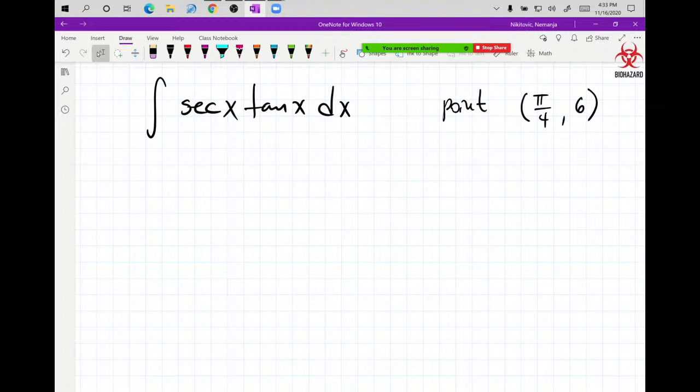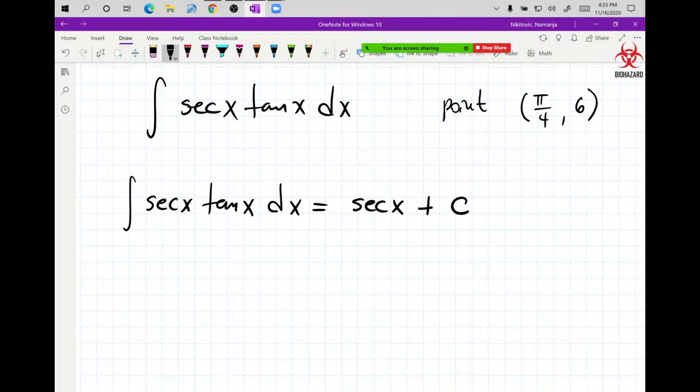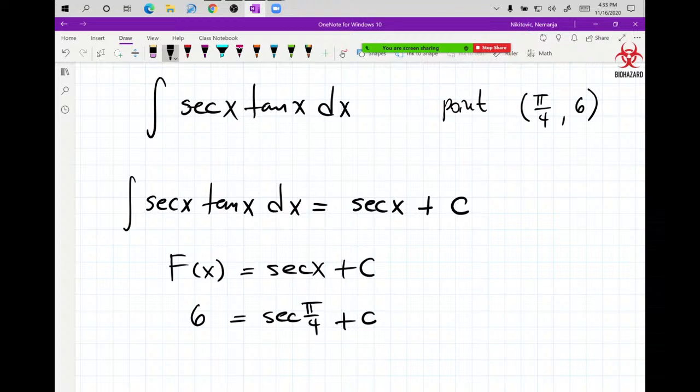So let's go. What is the integral of this secant x tangent x dx? Perfect. Plus c. So now I know that my antiderivative is secant x plus c. So 6 is equal to secant of pi over 4 plus c.